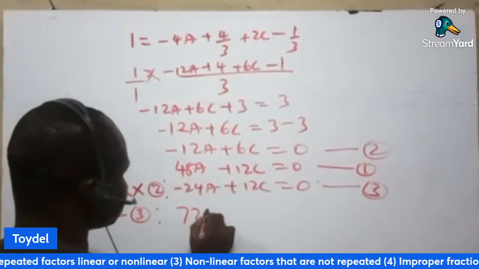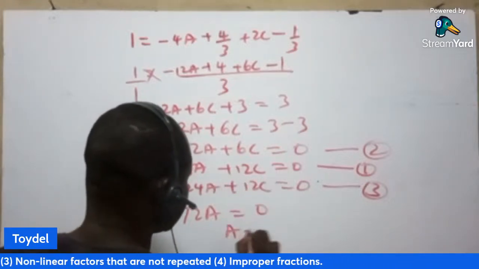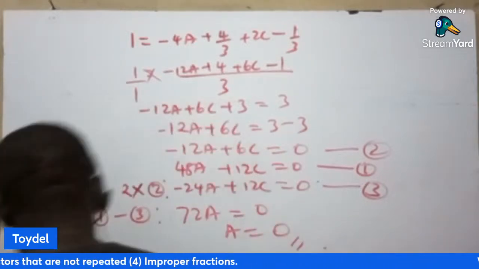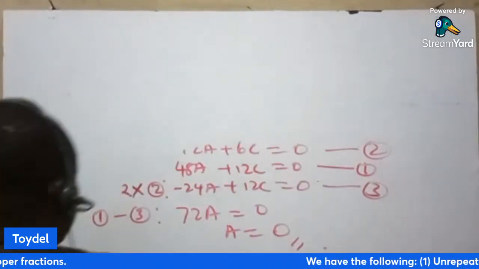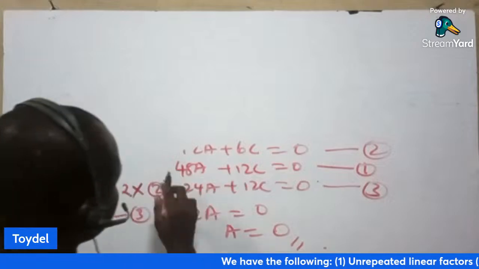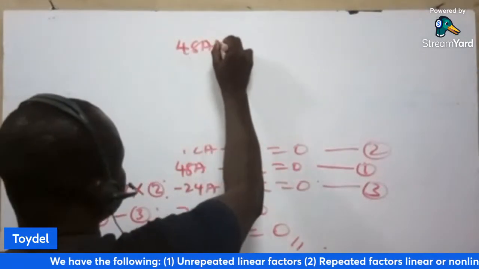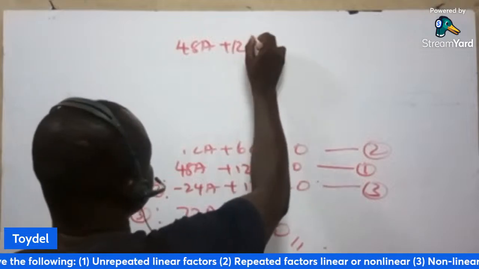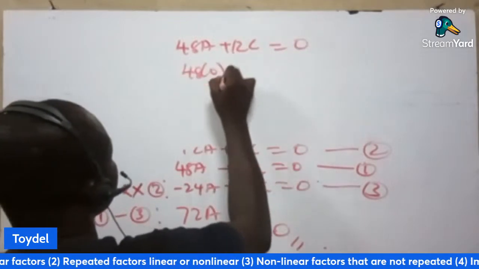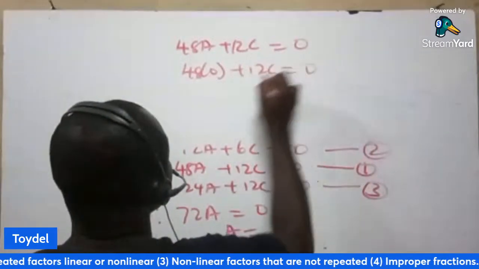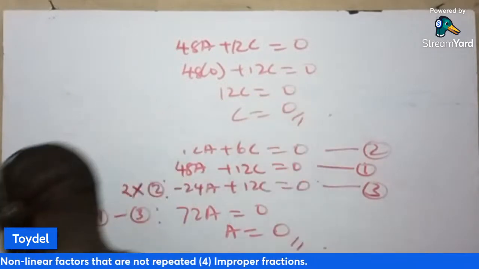Then if we take equation 1 minus equation 3, that would be 72a. 12c minus 12c is 0. It is equal to 0, so a is equal to 0. If a is equal to 0, let's substitute the value for a into 48a plus 12c equal to 0. I will have 48 into bracket 0 plus 12c equal to 0. Then 12c equal to 0, so c is equal to 0.